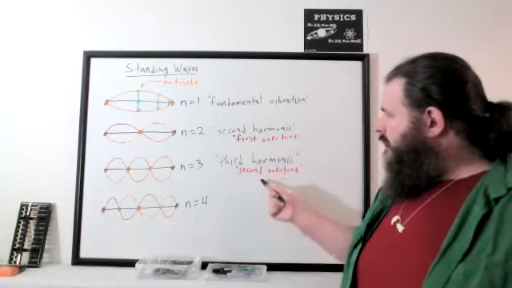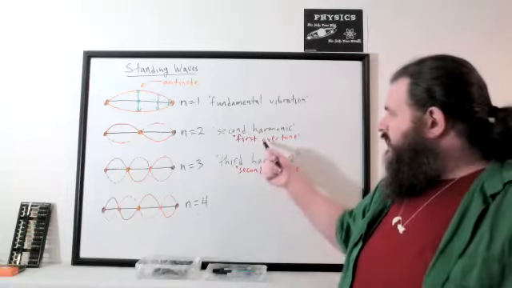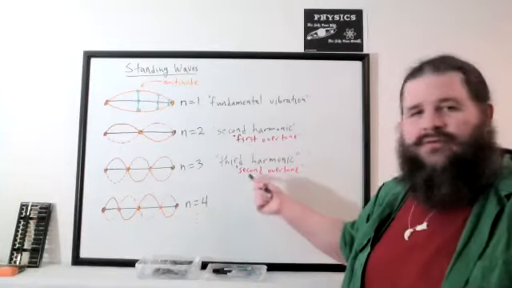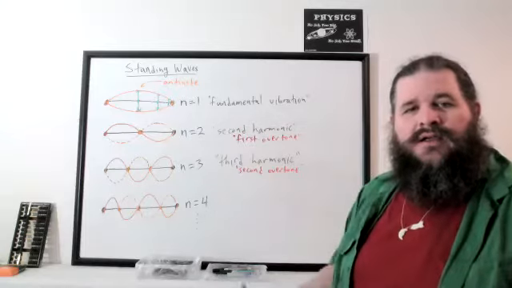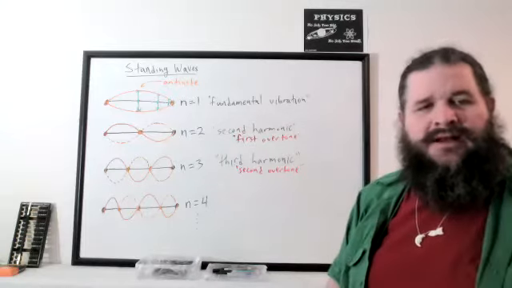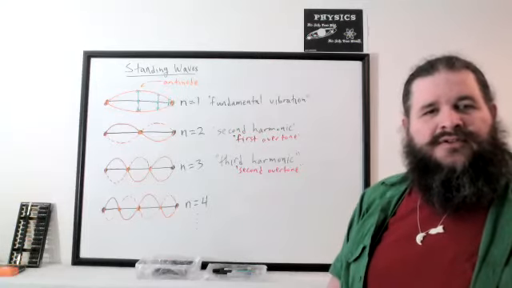I don't really like this terminology because it doesn't match up with the n value. But if you see overtone being used, that's what it's referring to. The second harmonic, n equals 2, is called the first overtone because it's the first one beyond the fundamental harmonic. Any questions on the terminology so far?